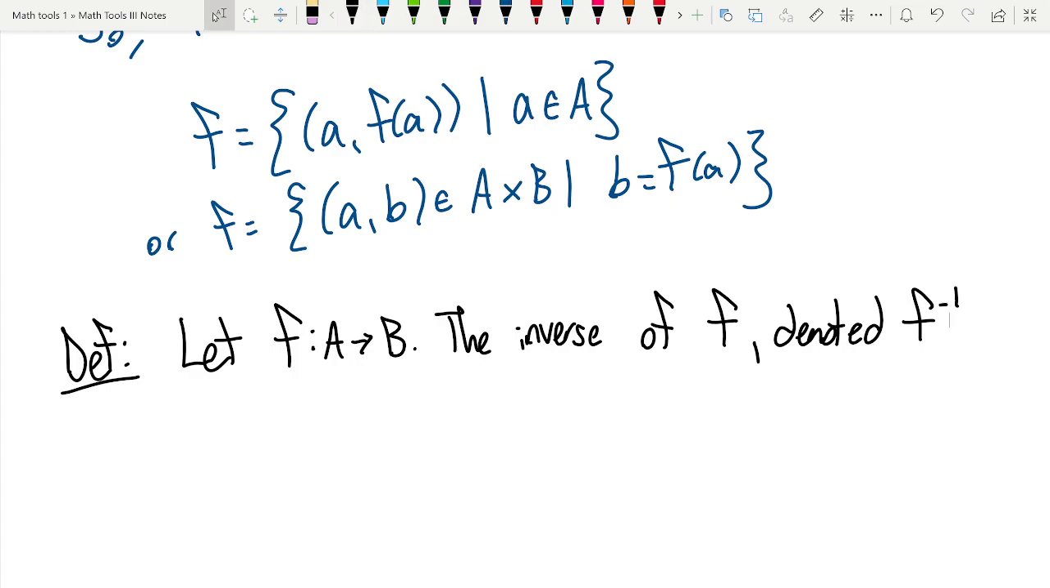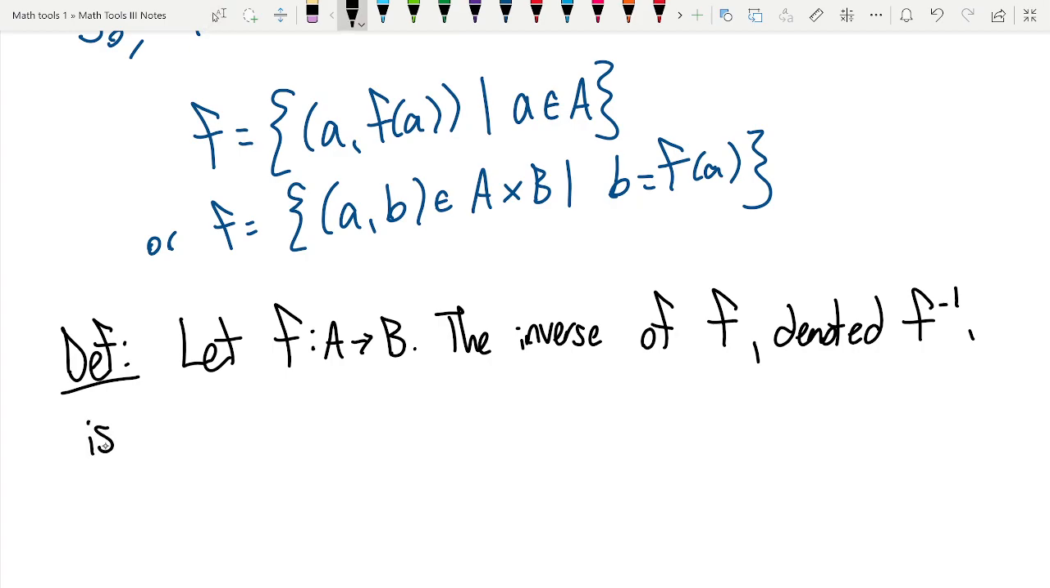So we should know at this point that's not actually like 1 over f, but rather just the inverse of f. It does use that notation because that's like the multiplicative inverse, but the multiplicative inverse of something is that number to the negative 1. But it's important to keep them distinct based on the context.